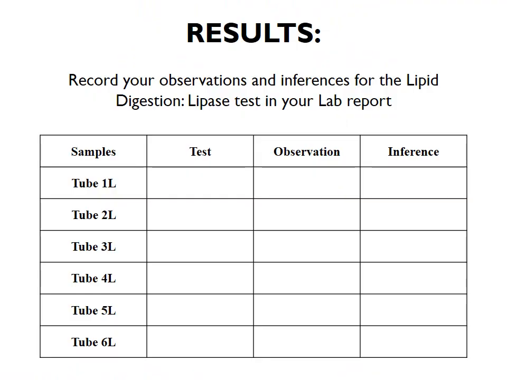So you record your observation, your test here, what you added together, then your observation, the changes in color, and then the inference is going to tell me what's going on, is there hydrolysis or no hydrolysis, and what pH can you estimate for each of the tubes.